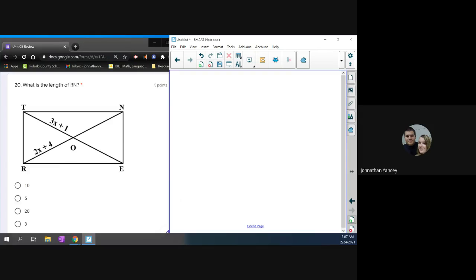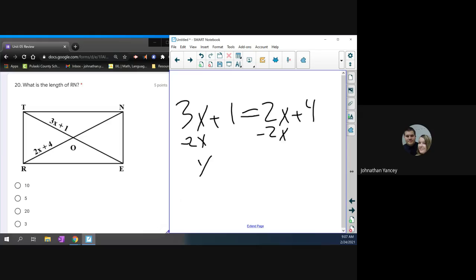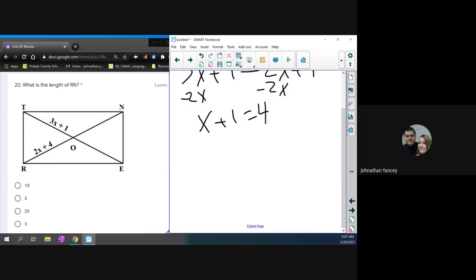Okay, just making sure. But yeah, so I'm going to use the 3x plus the 1 and the 2x plus the 4, and like a few of you said, set them equal to each other. Now, I'll help you out with this algebra real quick, just because it's nice and easy. So 3x minus 2x is x, and now I don't know what to do.